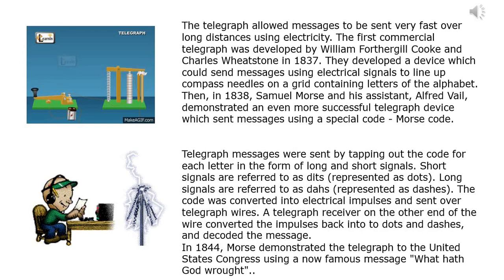Telegraph messages were sent by tapping out the code for each letter in the form of long and short signals. Short signals are referred to as dits, represented as dots. Long signals are referred to as das, represented as dashes. The code was converted into electrical impulses and sent over telegraph wires. A telegraph receiver on the other end of the wire converted the impulses back into dots and dashes, and decoded the message. In 1844, Morse demonstrated the telegraph to the United States Congress using a now famous message, "What hath God wrought?"